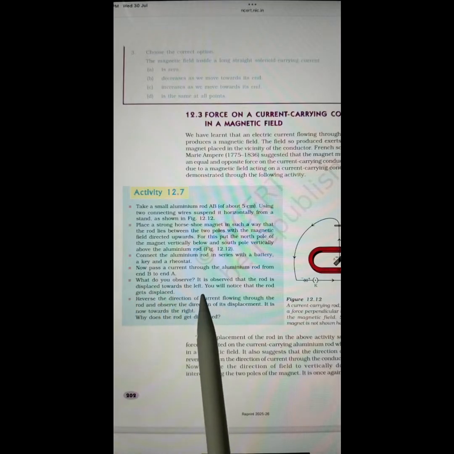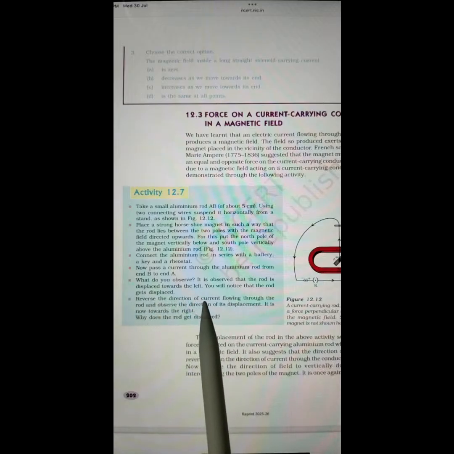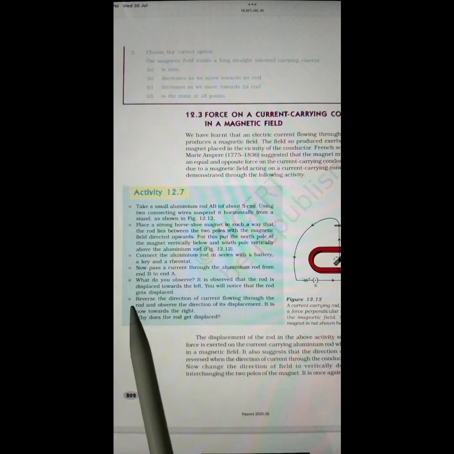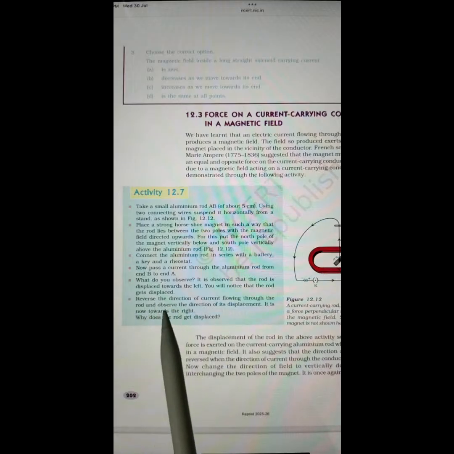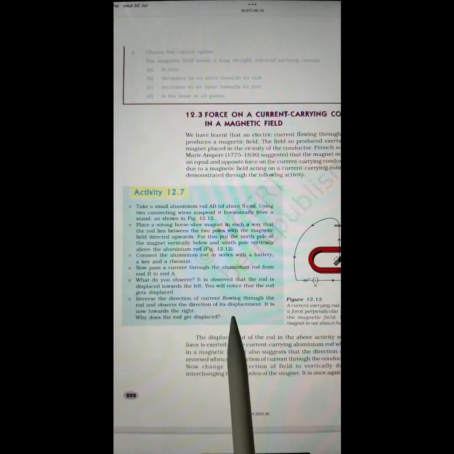What do you observe? It is observed that the rod is displaced towards the left. You will notice that the rod gets displaced. Reverse the direction of current flowing through the rod and observe the direction of its displacement. It is now towards the right. Why does the rod get displaced?